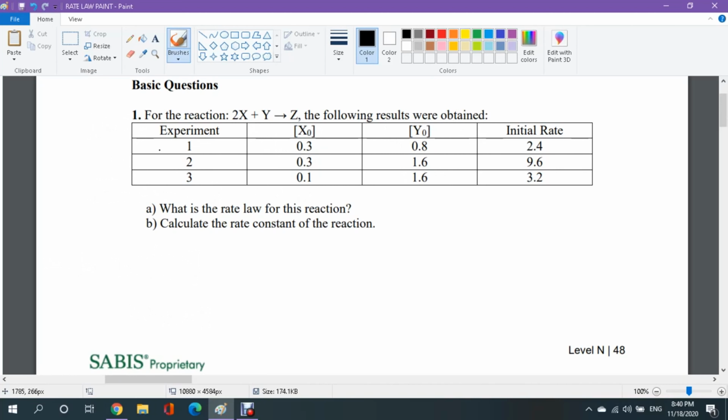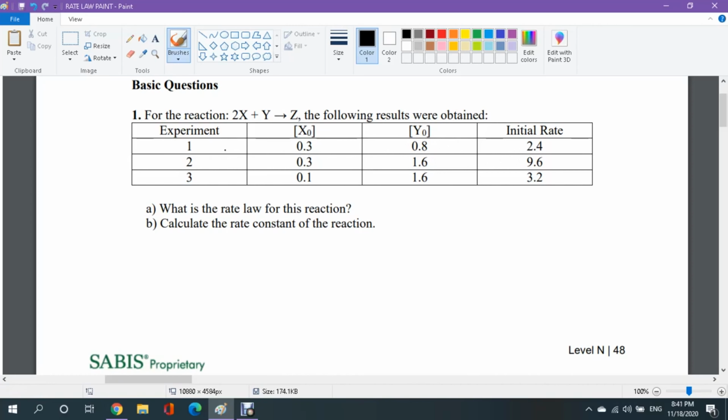Okay, so now let's solve this question. For the reaction 2x plus y gives you z, the following results were obtained. What is the rate law for this reaction? So to find the rate law for a reaction like this, we usually never look at the reaction because this reaction has wrong coefficients and they just put it there to try to trick you. So what we have to do is we look at how the values change as we go from experiment 1 to 2, and how the change in those values affects the rate. And we do that to try to find the coefficients of x and y.